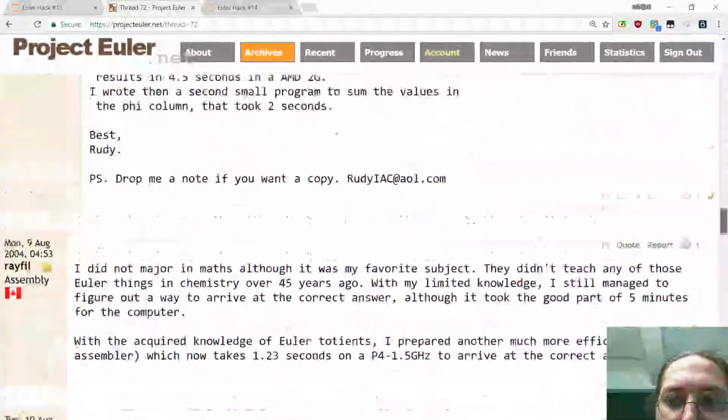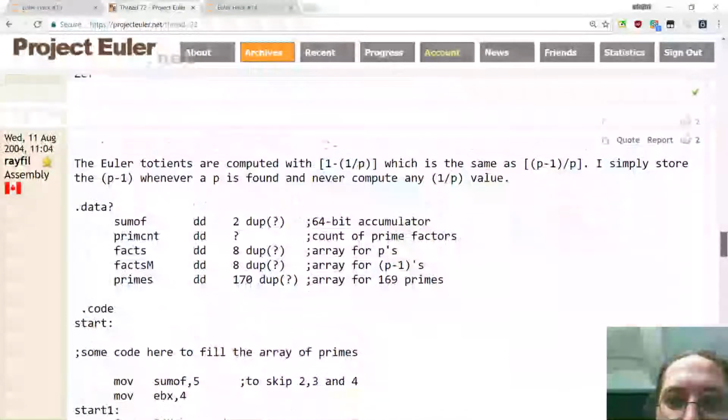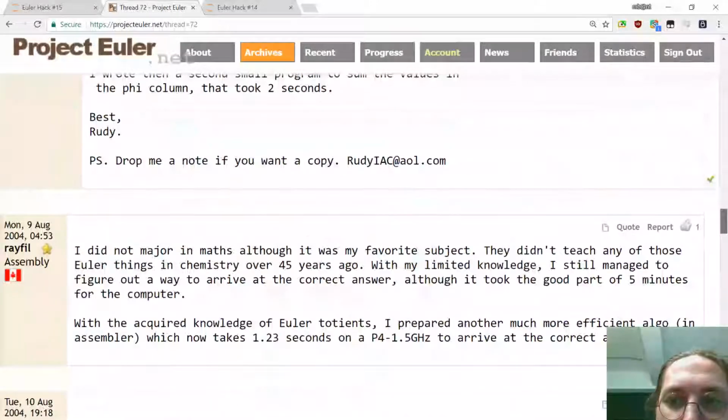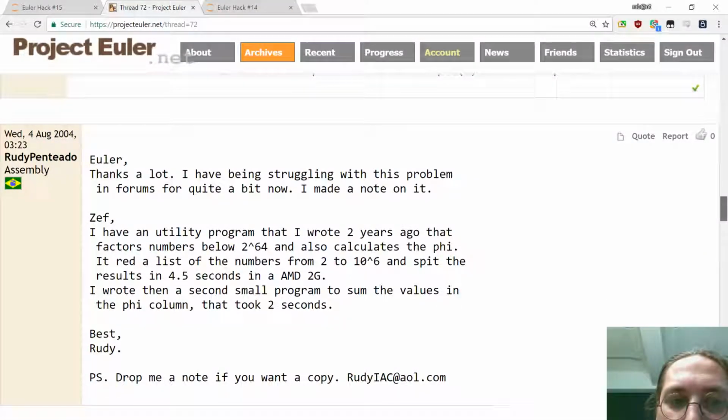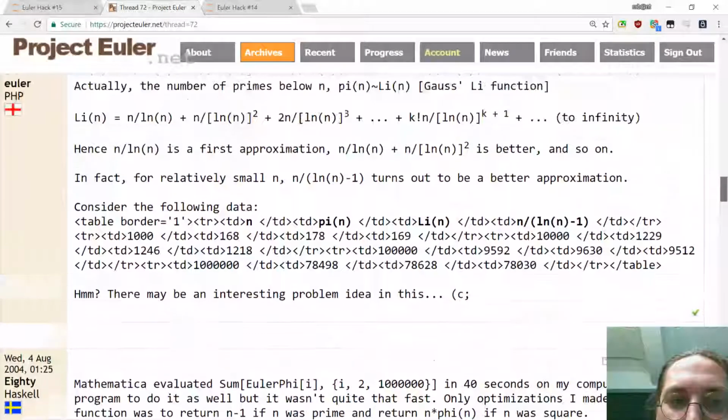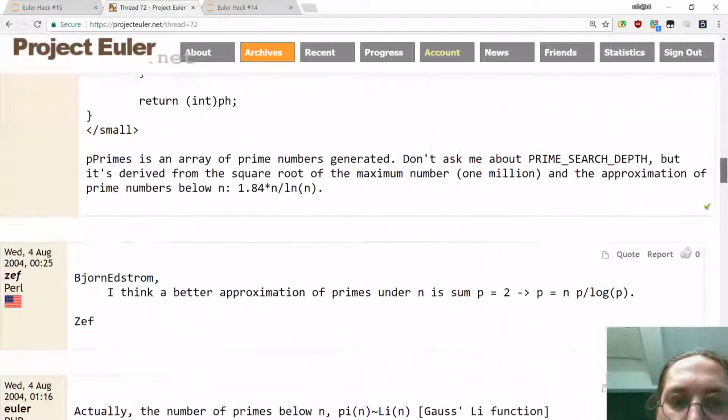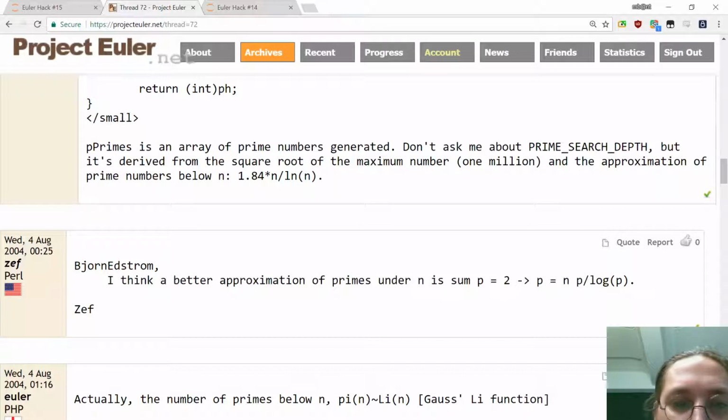Let's see. Let's go for at least something related to log. Can you just go a little bit out? Yeah, more. I think this one has an approximation. Well, but that's just, who cares?